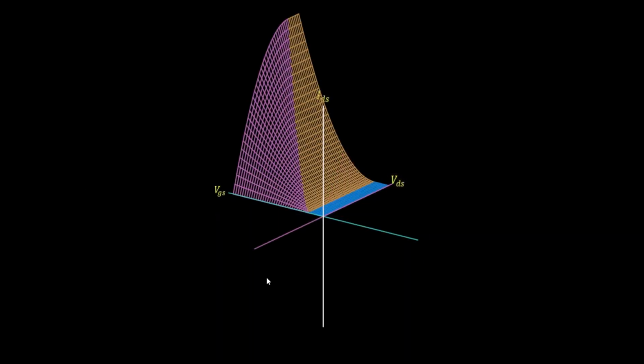Now what we could do next is generate a surface for a PMOS device. We could then superimpose that surface on the surface for the NMOS, and at the point of intersection between those two surfaces we're going to get the transfer characteristics of a CMOS inverter. So we'll go ahead and do that next.